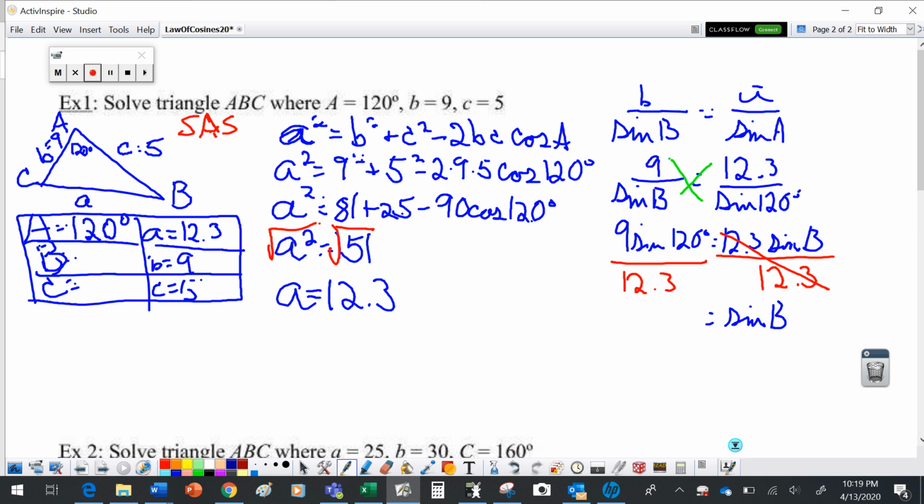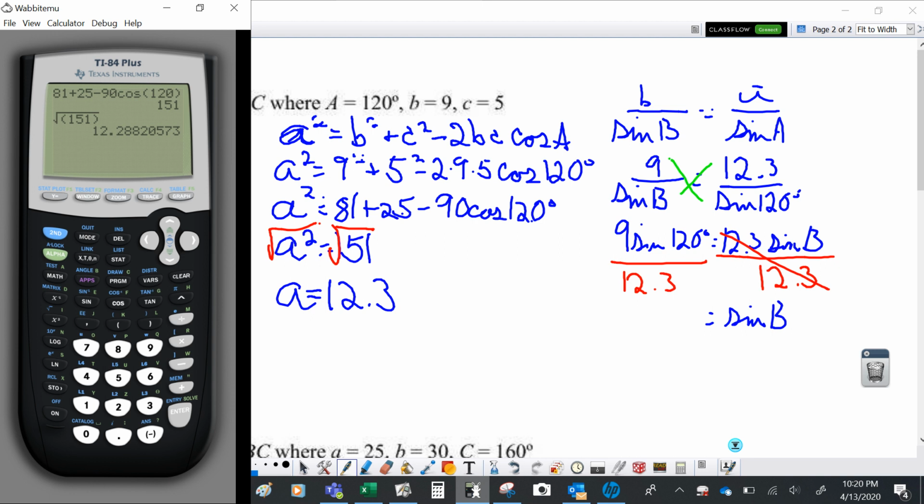Over here on the left side, well, I certainly don't know that off the top of my head, so we'll go back to the calculator. So 9 times the sine of 120 degrees, close those parentheses, divided by 12.3. And we get that the sine of angle B is approximately 0.634. Now, that doesn't look quite right.